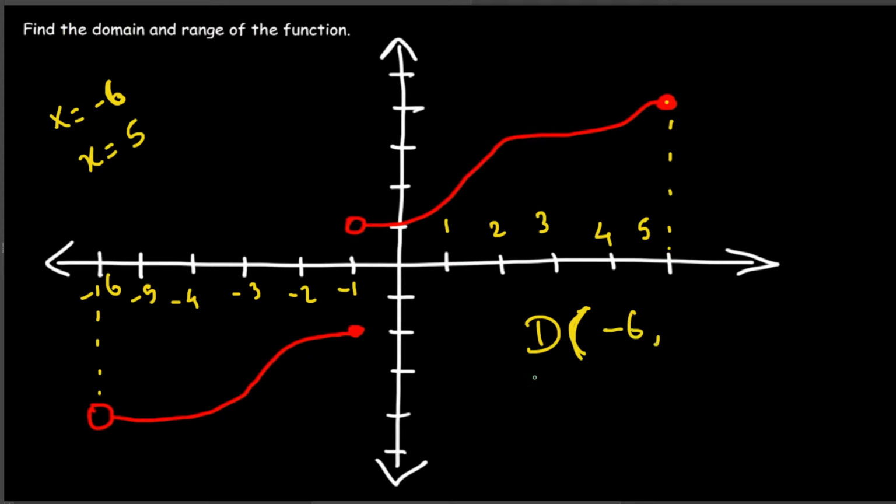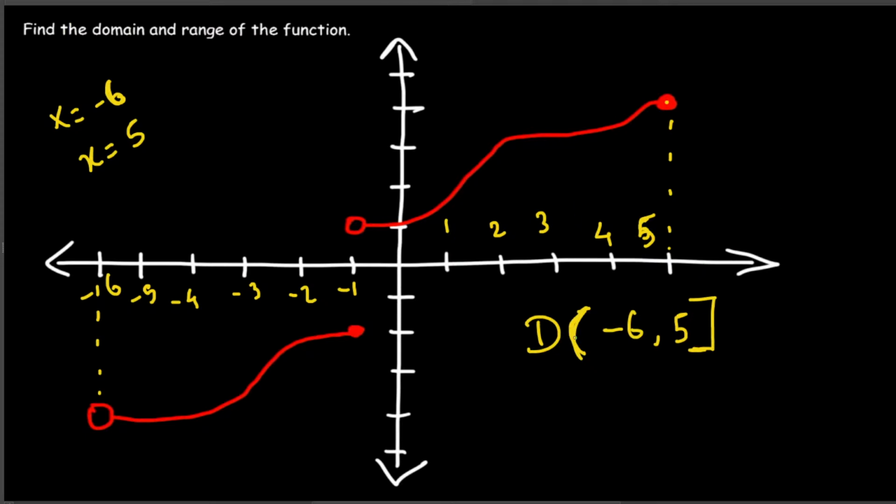-6, comma, and -1. Even though we have an open circle right here, we have a closed circle. We have a point for -1. So that one is included, and then after that all the values are included till 6, actually 5. This one is 5. So 5 is the end point, and that is included. So we put a square bracket. That is the domain for this. Okay, so 5, that is included.